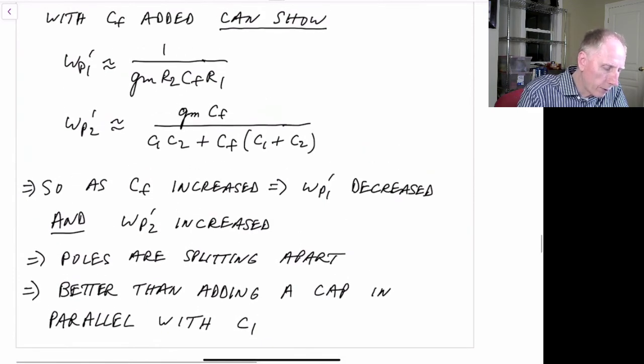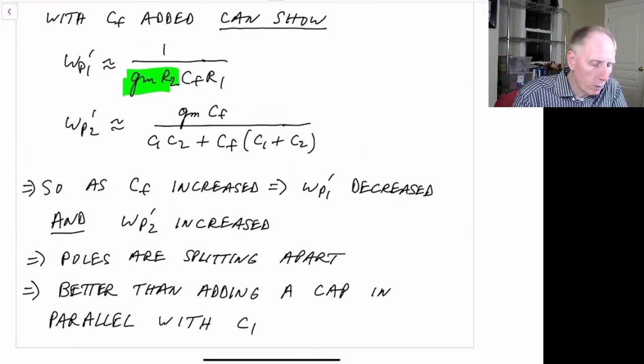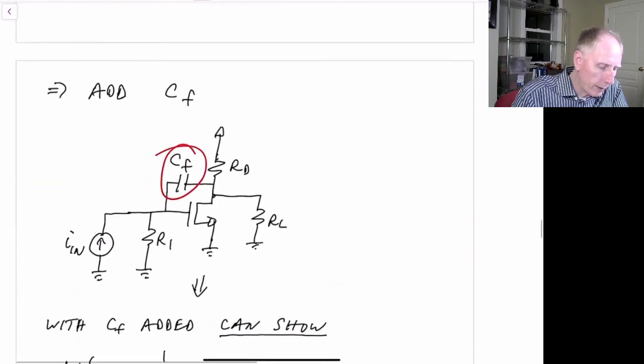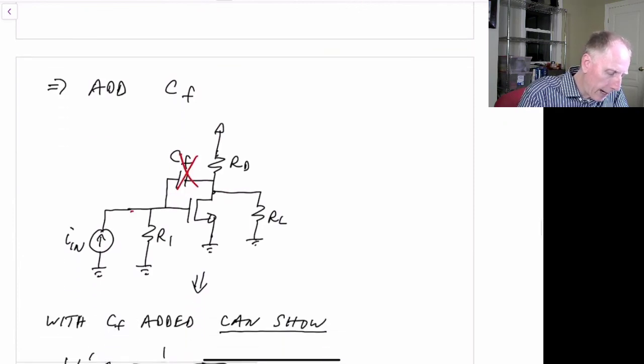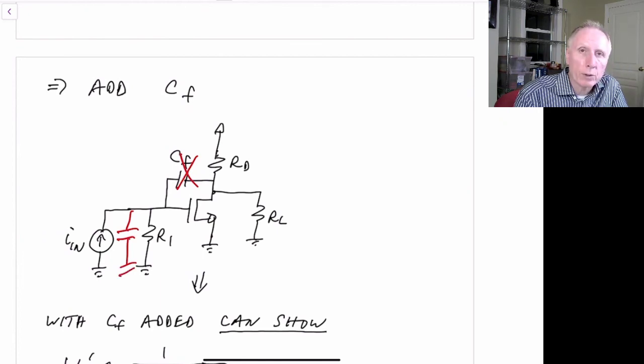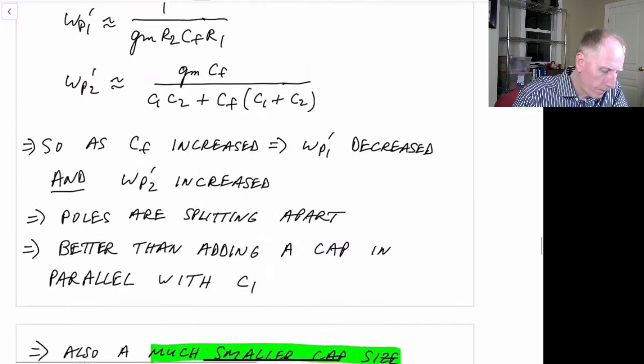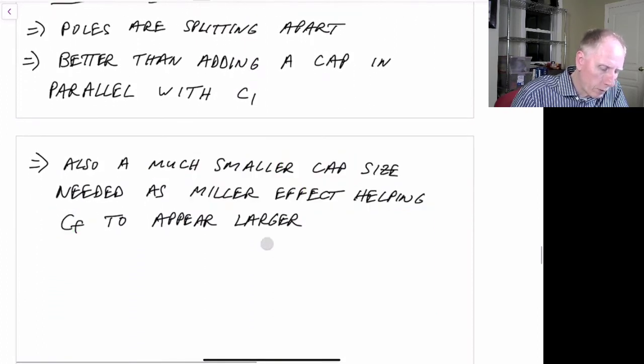We're getting this extra factor of GM times R2 multiplied by CF. So we get that Miller gain effect, and we don't need nearly as large a capacitor than if we had just simply added, instead of doing this here, a capacitor here. We would have needed a much larger capacitor, because it would have to be at least GM R2 larger in order to get the same effect. So this is commonly used in many of the op-amp circuits and feedback circuits in general.